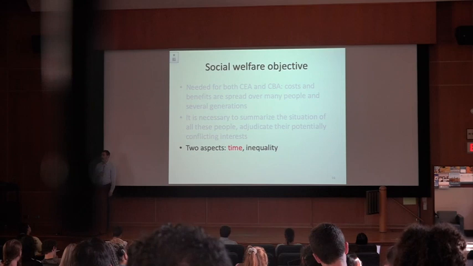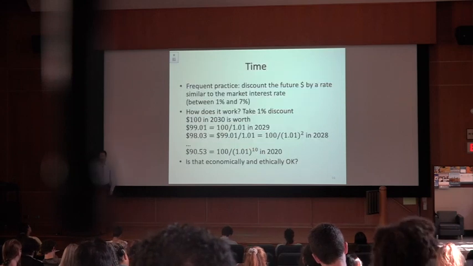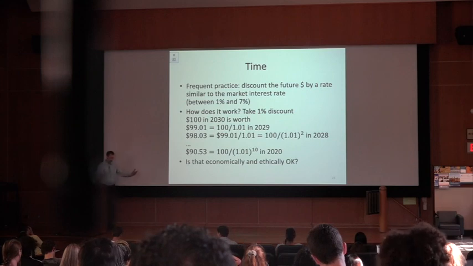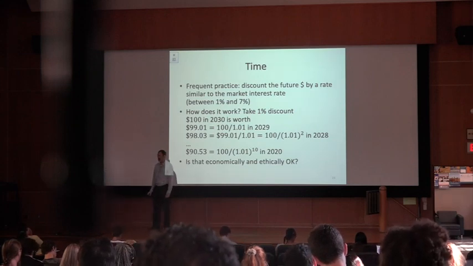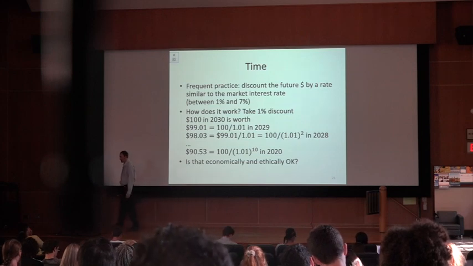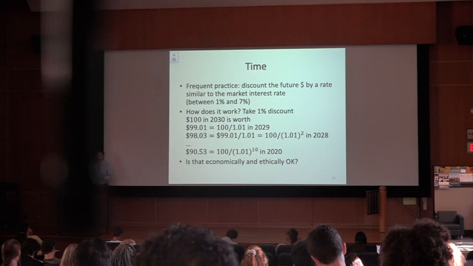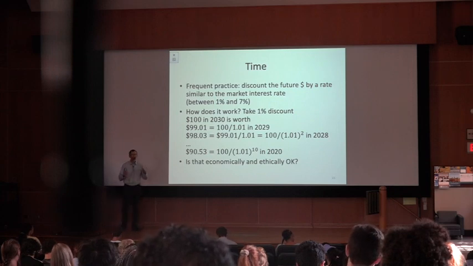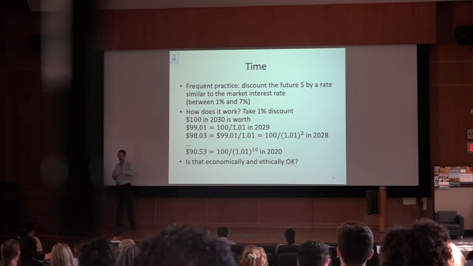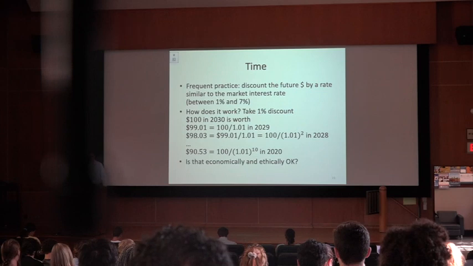All right, now let me talk about time. So there is a frequent practice in the world of economic analysis, which is to discount the future dollars at a rate that is more or less similar to things coming from the market rate. And the values that you find actually are quite diverse depending on what people take, but it can go from as low as 1% to as high as 7%, and I'll say more about that.